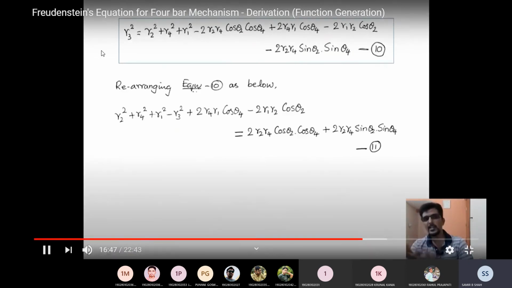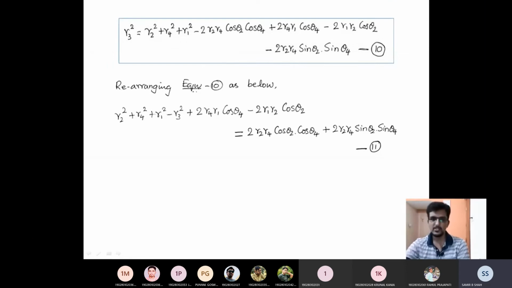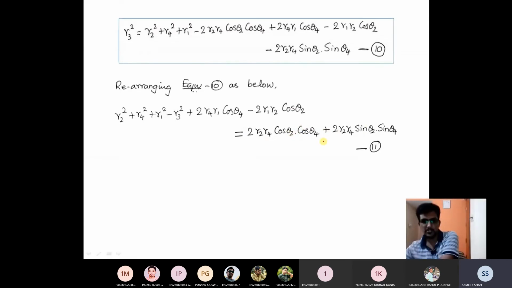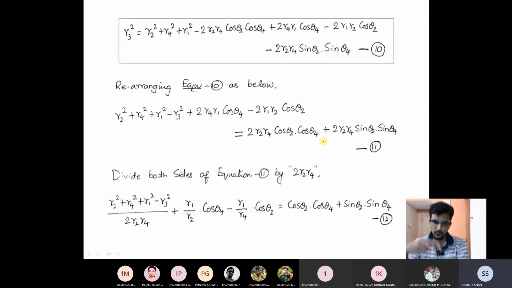Right. So now I have to rearrange equation 10, because I have to clearly remember my objective is to find R1, R2, R3 and R4. So all the square terms, which have a coefficient of only cos theta 4 or cos theta 2, have been shifted to the right hand side. If they are a combination of both theta 2 as well as theta 4, all those other terms have been moved to the left hand side.